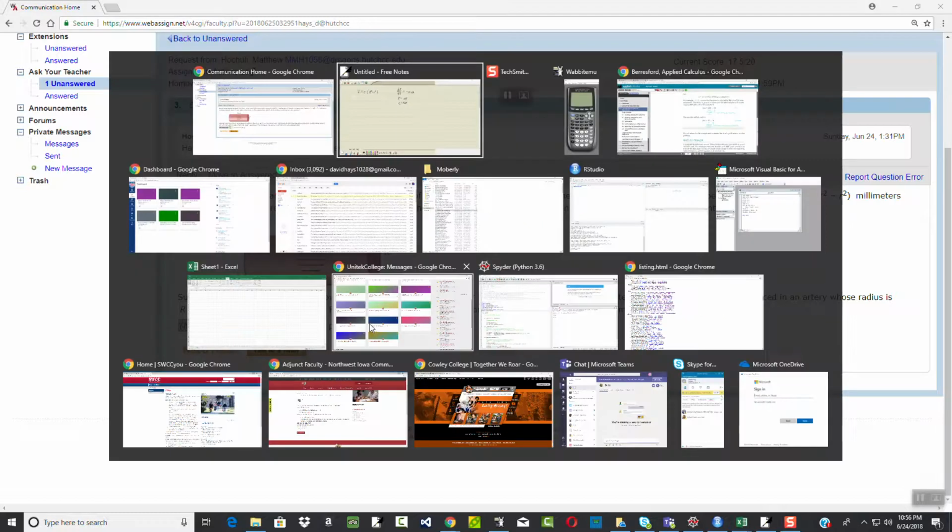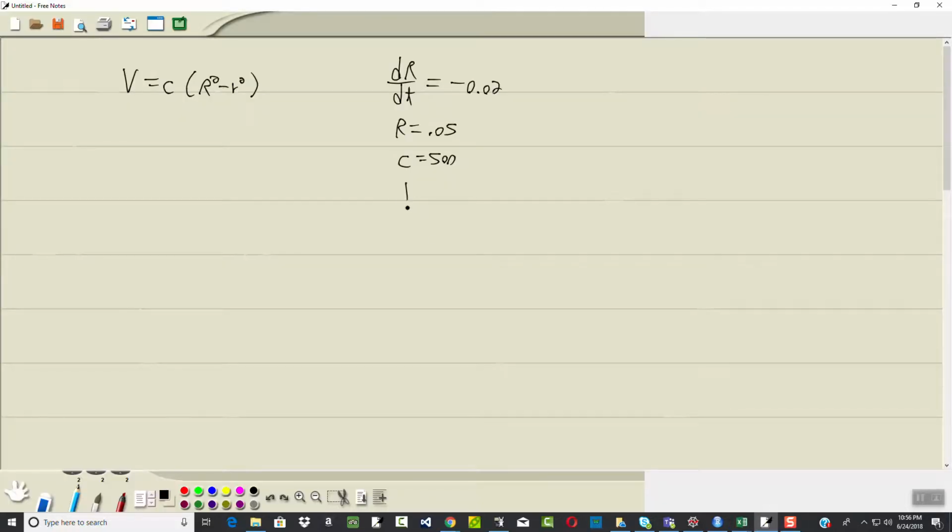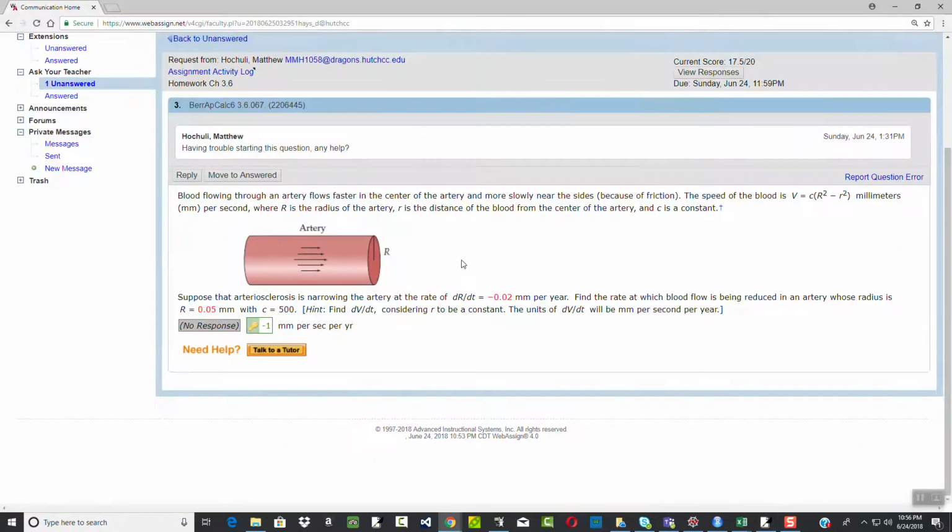Find, okay, they give us a hint. Find dV/dt, where, considering little r to be a constant. Units of dV/dt will be millimeters per second per year. What's that have to do with it? I don't see anything dealing with time here.